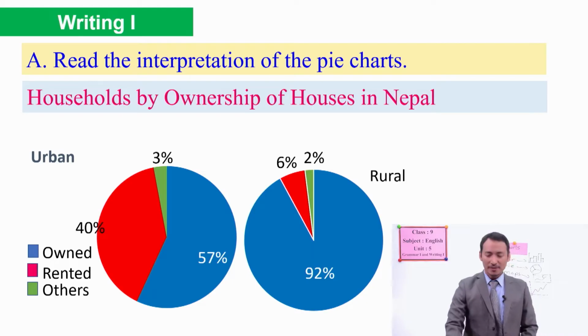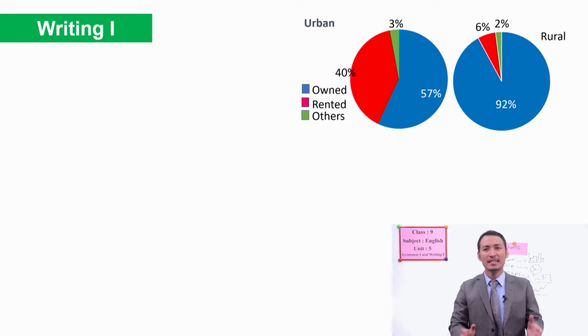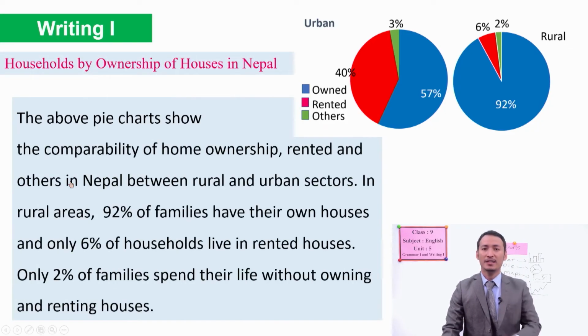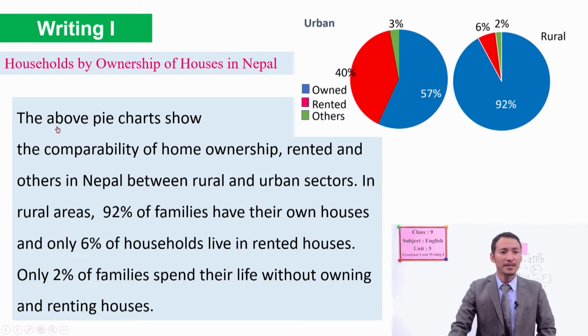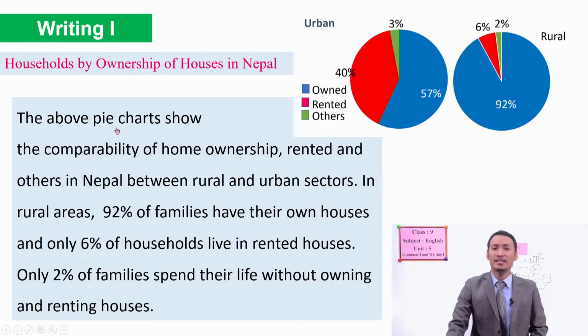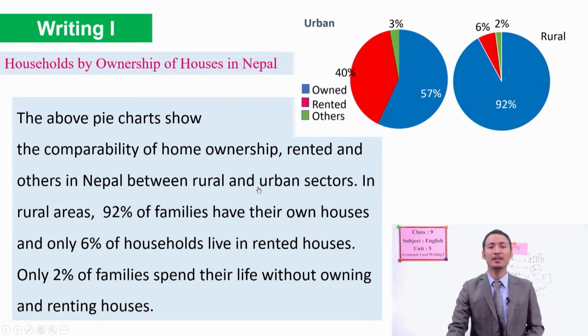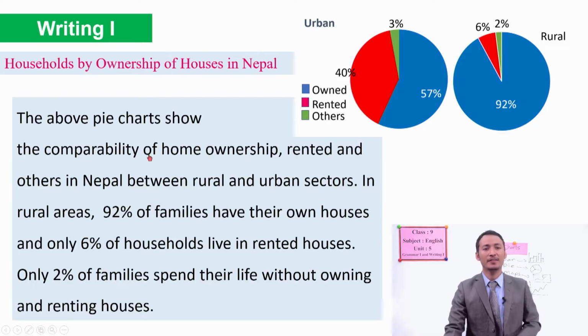Well, students, now let's have a look at the description of the chart and learn how we can describe charts. Let me read it aloud, and you can also read along with me. The pie charts above show the comparability of home ownership, rented and others in Nepal between rural and urban sectors. Here we have different areas, urban and rural, and the comparability means comparison between the different home ownership.